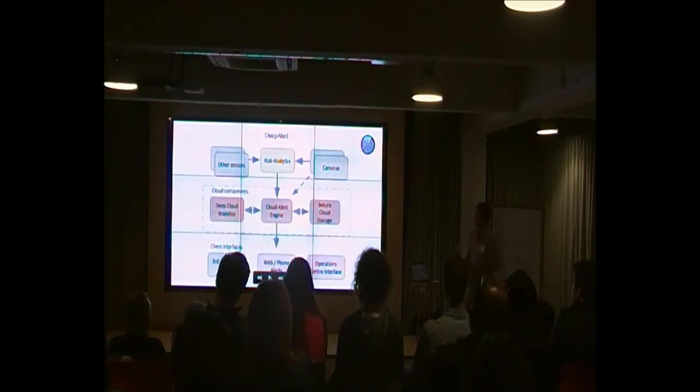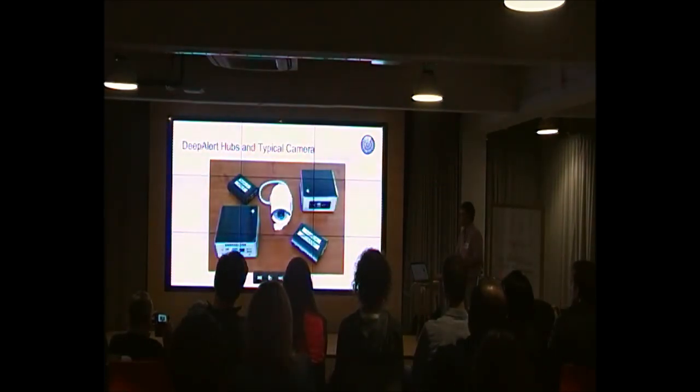So this is just another view of some of the bits and pieces. So we've got hub analytics, cameras, other sensors coming into the cloud, and then there's some storage in the cloud. We don't store the full video, we just store the snapshots, so there's not a lot of storage. Analytics and then alerting. Yeah, just some view of the hubs. I've shown you those live, so not so important.